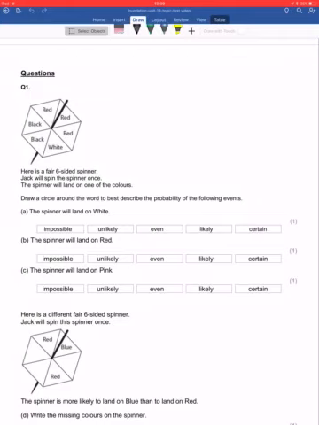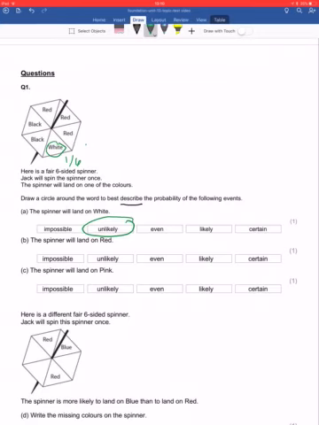Describe, remember, describe, so we can actually use a word, the following events. It will land on white. So white happens once, 1 out of 6, so that's going to be unlikely because it can happen, but it doesn't have much of a chance.